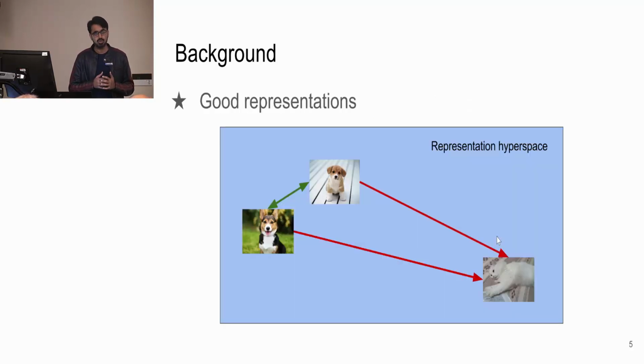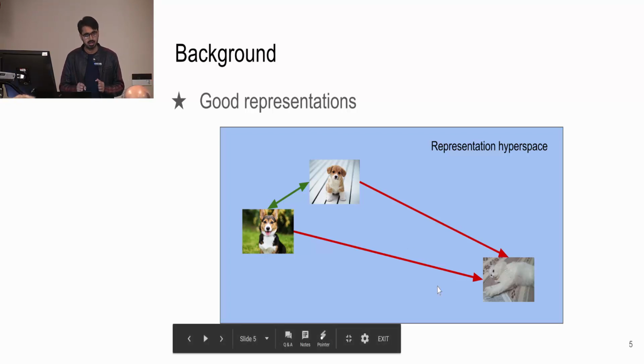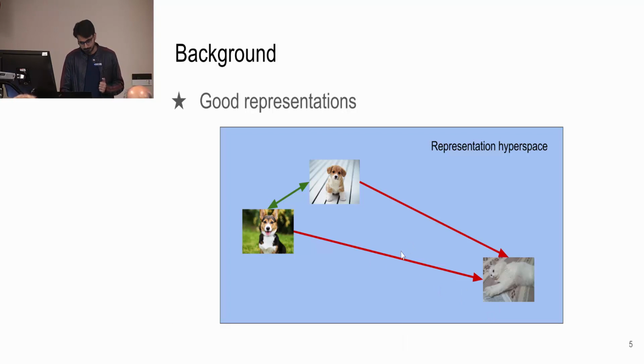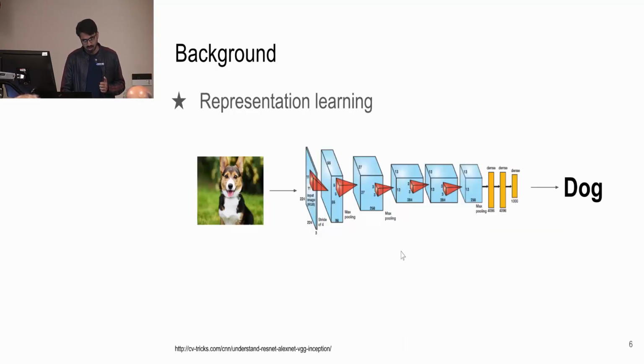So we want to learn good representations. The property of good representations is that they will tend to cluster similar images together in the representation space, and they will push away dissimilar images, like in this figure. So how do we learn good representations?